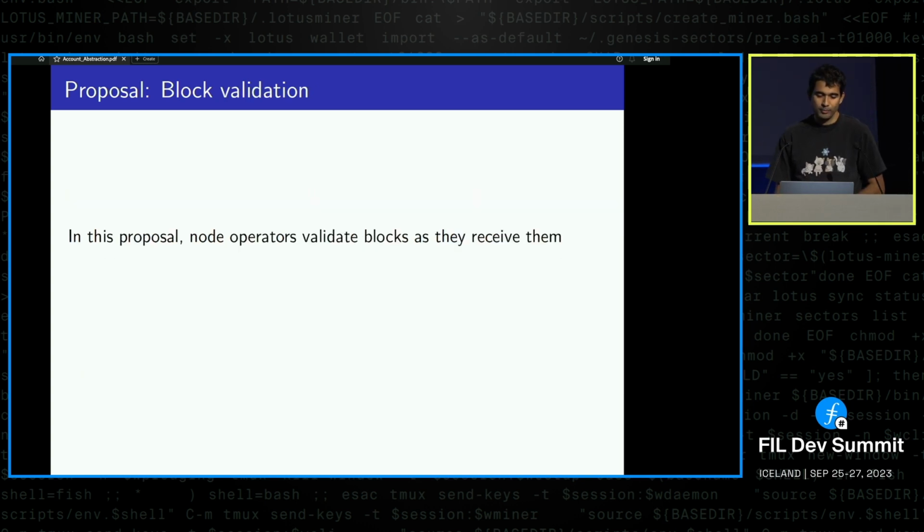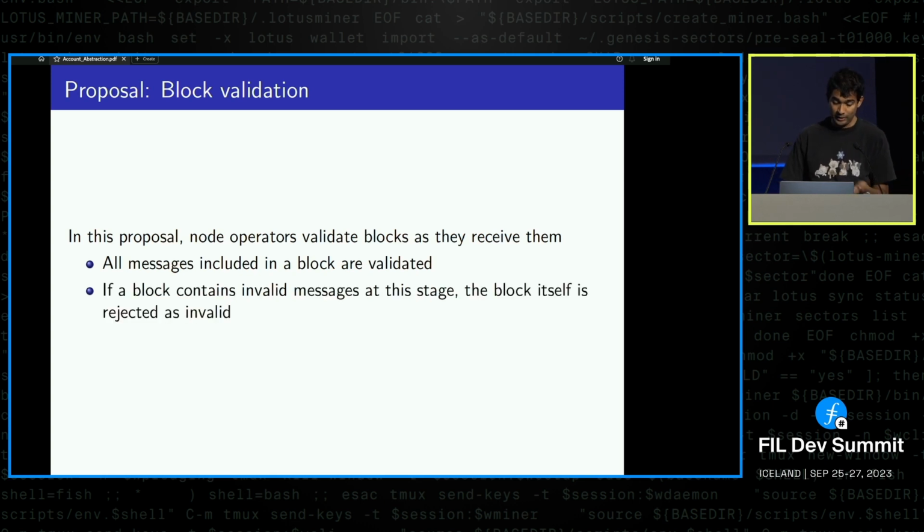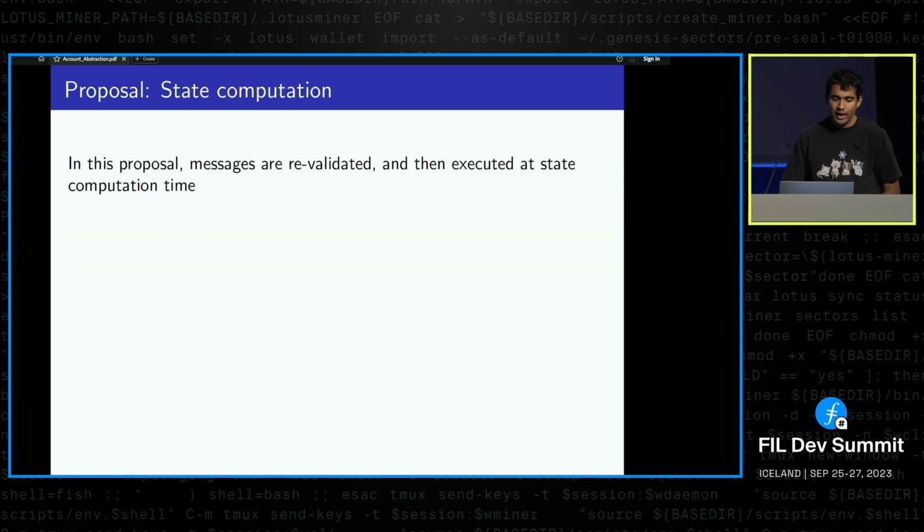Cool. As for block validation, it's kind of the mirror image of that. When a node operator receives a block, the first thing they do is validate all of the messages in the block. If any of the messages in the block fail validation at that stage, you can just throw out the block; it is invalid. So the block is rejected as invalid. And now when it comes to actually state computation, this is where the two-phase stage happens. So messages are revalidated at this stage and then executed.